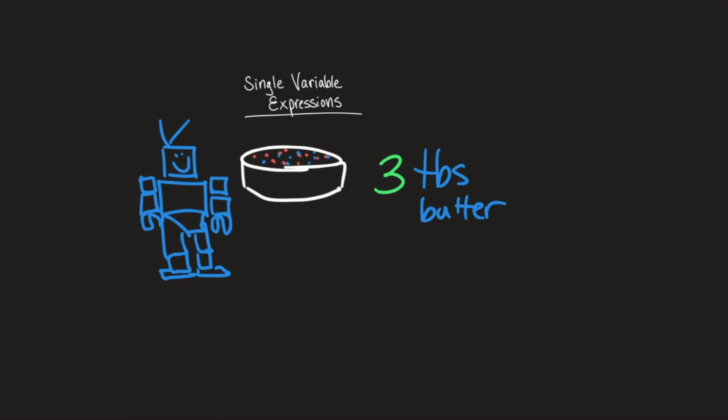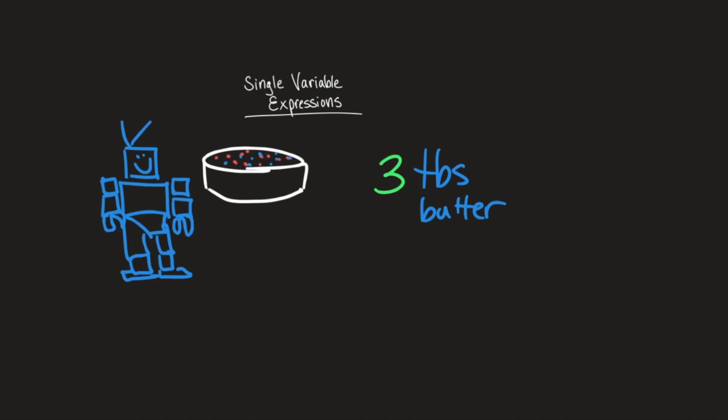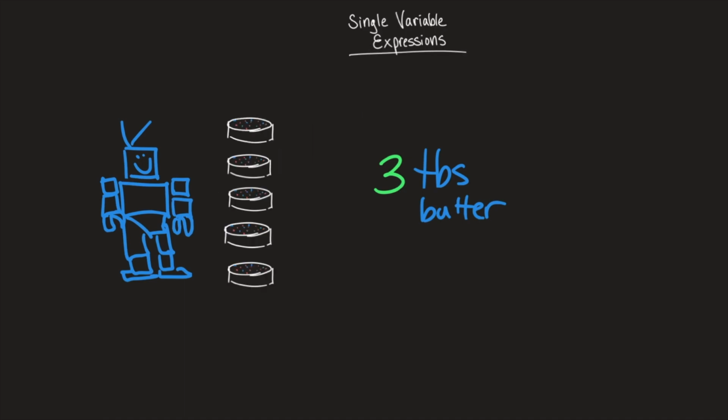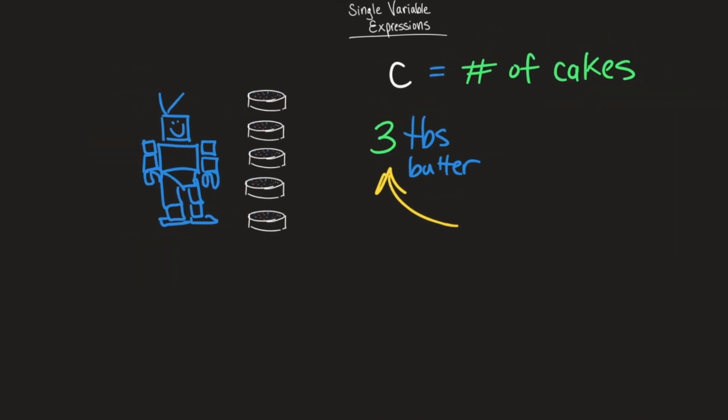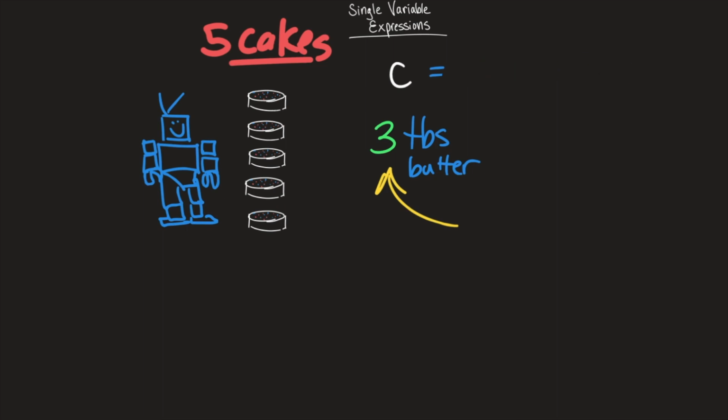how many. Let's say that we want to bake 5 of these cakes here. Okay, so now our robot is going to do 5 of the same thing. So we're introducing this variable c, and c is going to equal the number of cakes. So we know that each cake takes 3 tablespoons of butter. And now we have 5 cakes. And so our c is going to equal 5. So we can replace that with 5. And let's get rid of this.